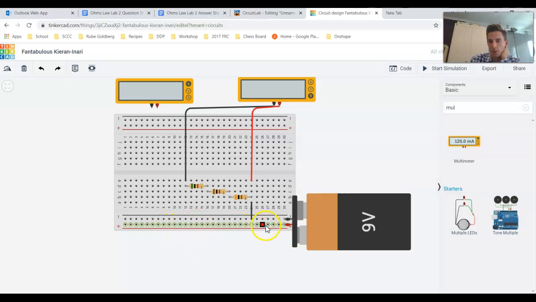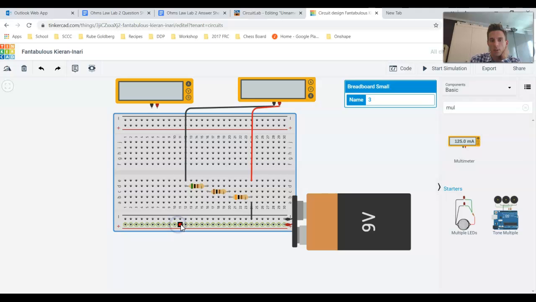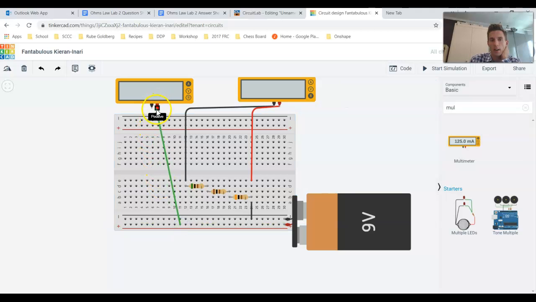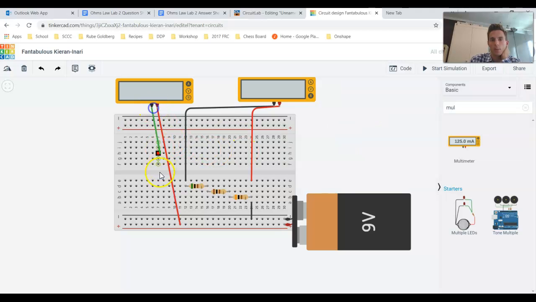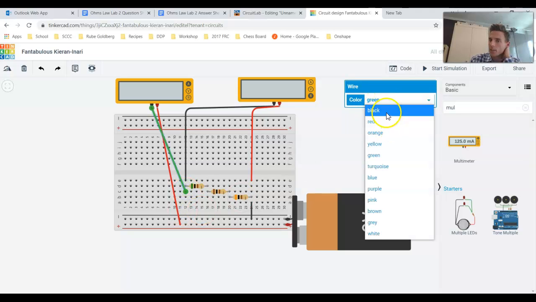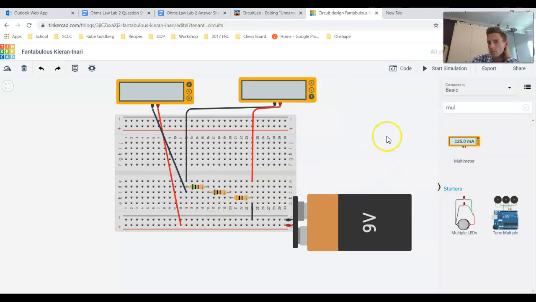Now, this is my positive lead here. So I'm going to go from here to positive. Again, that's going to be red. I'm going to go from negative to here, and that is going to be black. Now I'm going to start my simulation.